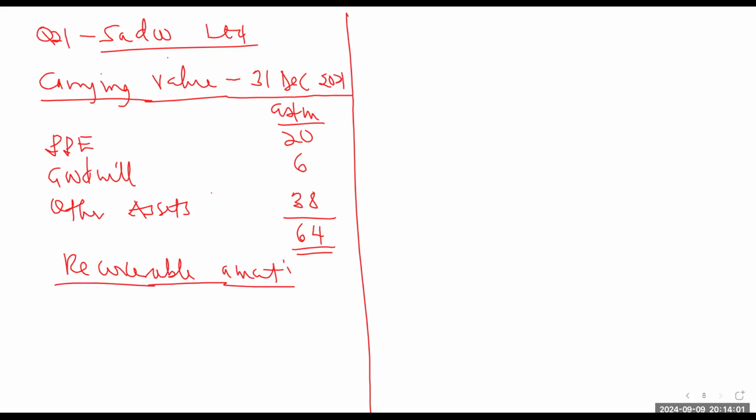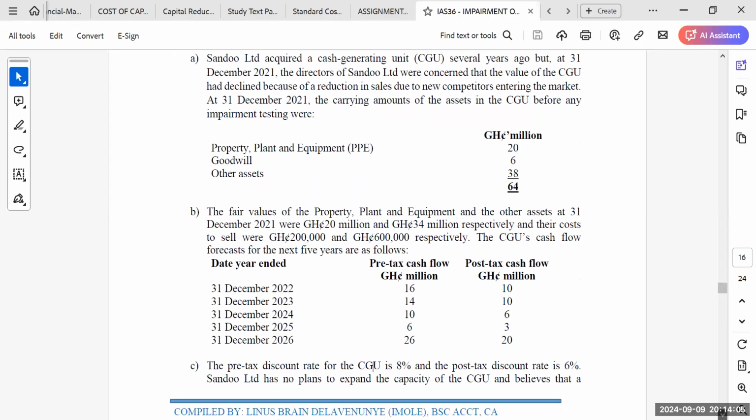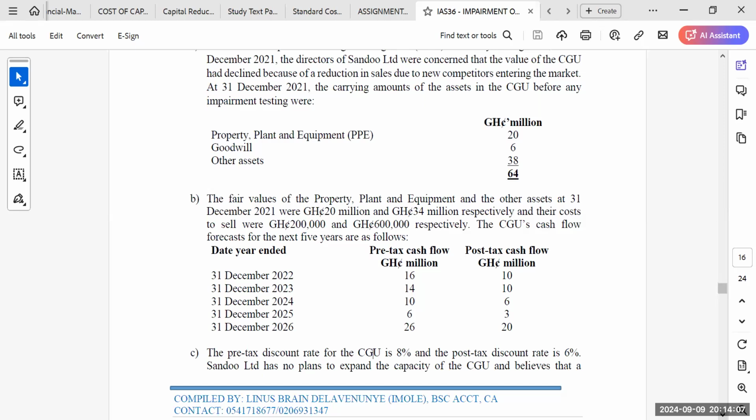So we have to ask ourselves, do we have information that we can use to calculate the net realizable value? Yes, please. What is the information? On footnote B, the fair value of the property, plant, and equipment and other assets at the end of 31st December 2021 were 20 million and 34 million respectively.